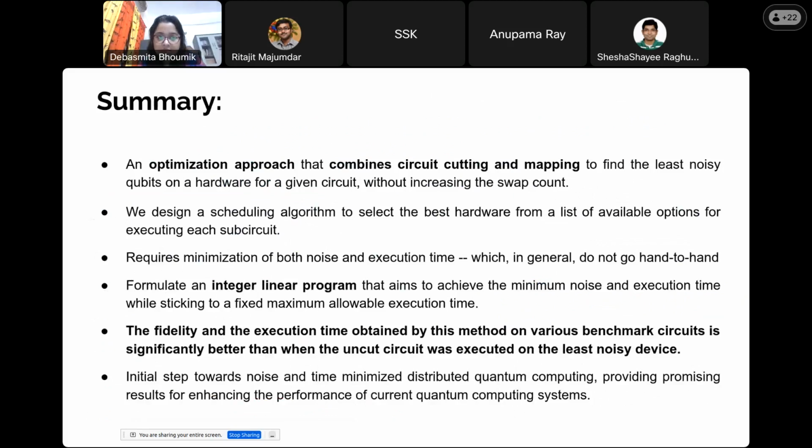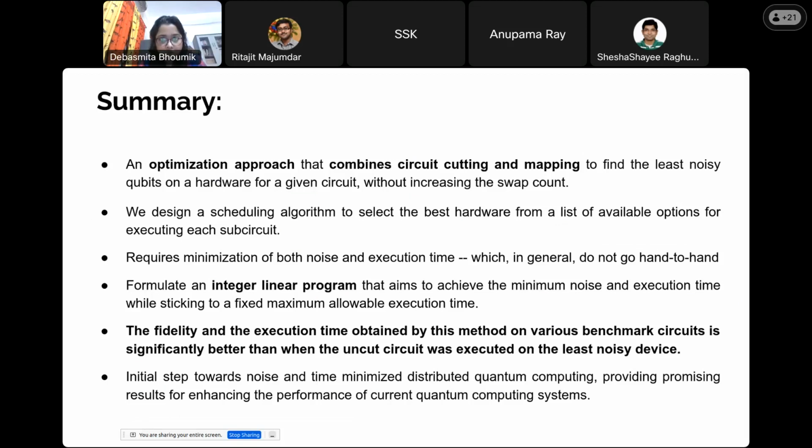To summarize, this is basically an optimization approach that combines circuit cutting and mapping to find the least noisy qubits on a hardware for a given circuit without increasing the swap count. It is done using the mathematics and circuit knitting toolbox. Then we have designed a scheduling algorithm to select the best hardware from a list of available options for each of the subcircuits. It requires minimization of noise and minimization of execution time.